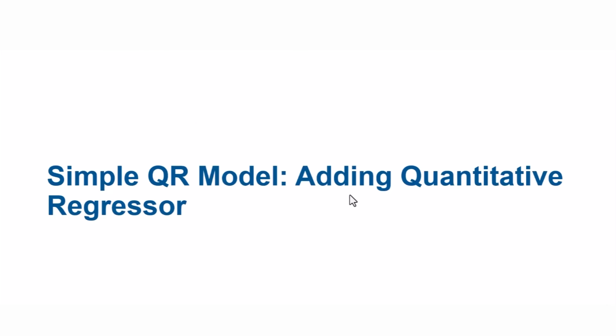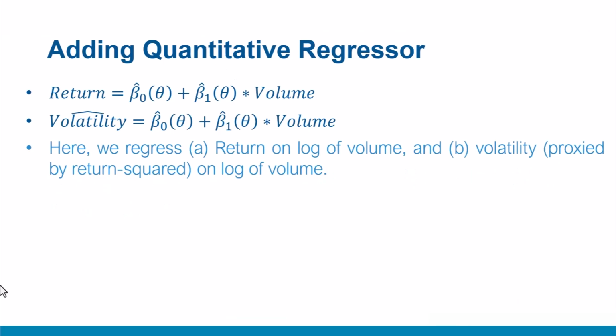In this video, we'll add a quantitative regressor to the quantile regression model and understand its implications. As a typical example in finance, we'll use the relationship between volume and return and volume and volatility with the help of quantile regression. Here we are regressing volume, in fact log of volume, on return and log of volume on volatility. Now volatility is nothing but return square here.